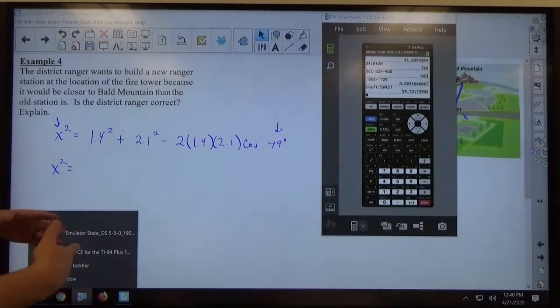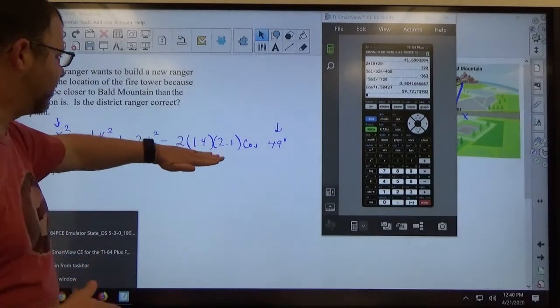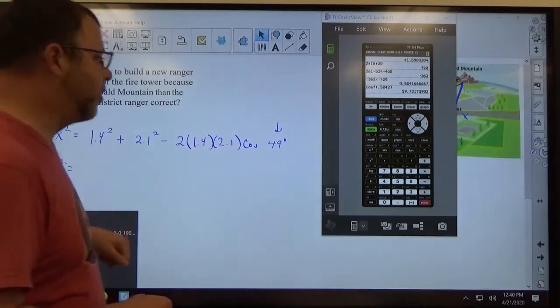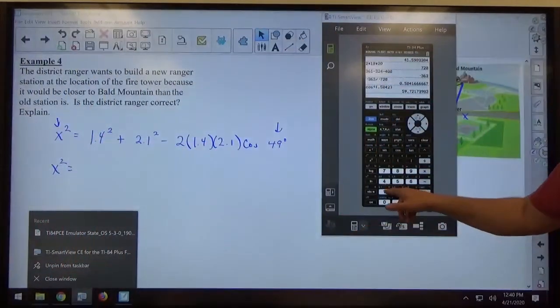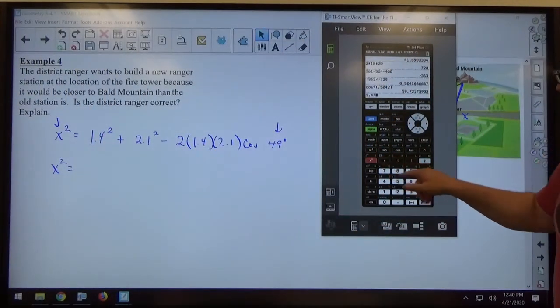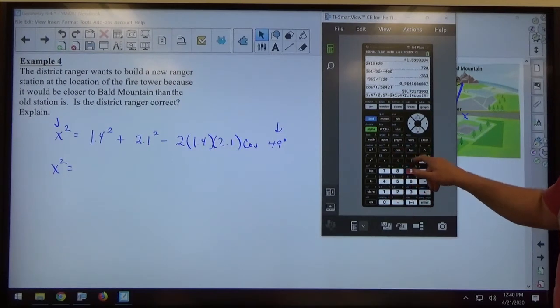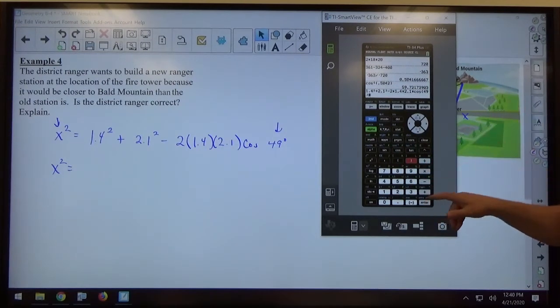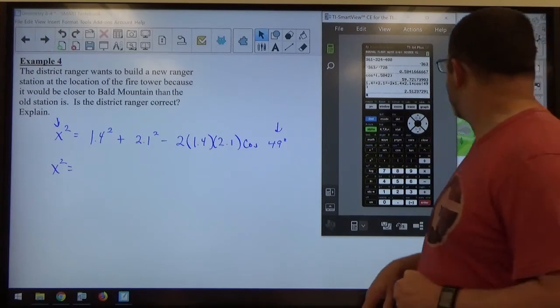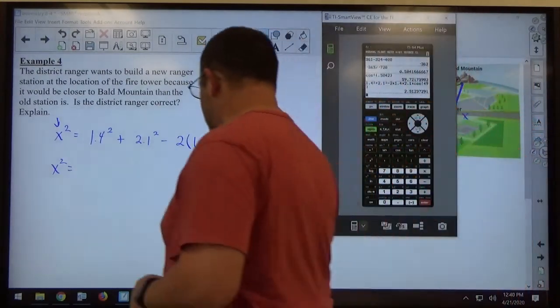We can type exactly what I see there into a calculator. I'd like to see this on your paper, but if you can type all that in, 1.4 squared plus 2.1 squared minus 2 times 1.4 times 2.1 times cosine of 49. You're welcome to do that, hit enter, and that's what it is. So 2.5124.